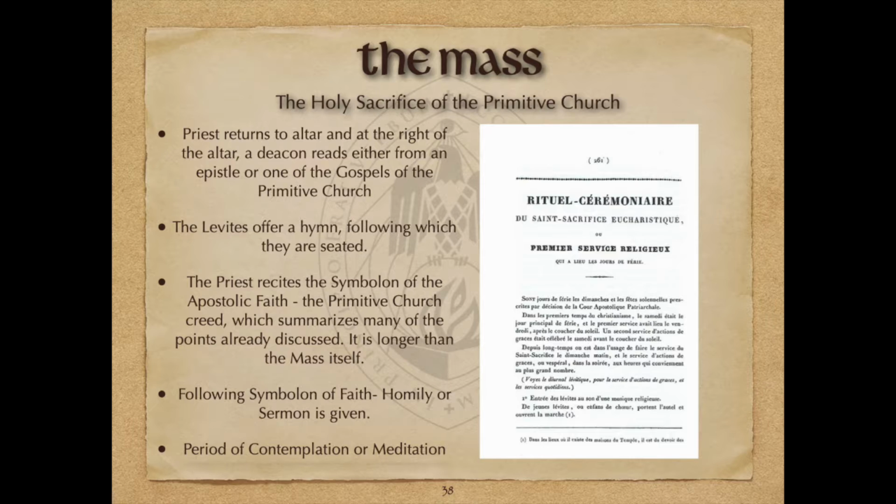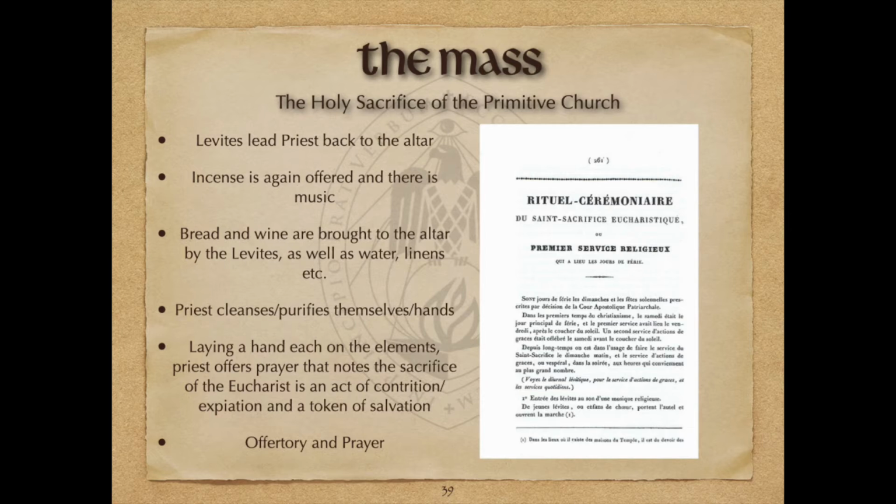Nothing crazy there. And after the homily or sermon, there's a period of contemplation or meditation, presumably where the Levites of the congregation spend some time thinking on the teaching that the priest has given through the homily or sermon. Following the meditation, the Levites then lead the priest back to the altar. And here again, incense is offered, and then there is music.